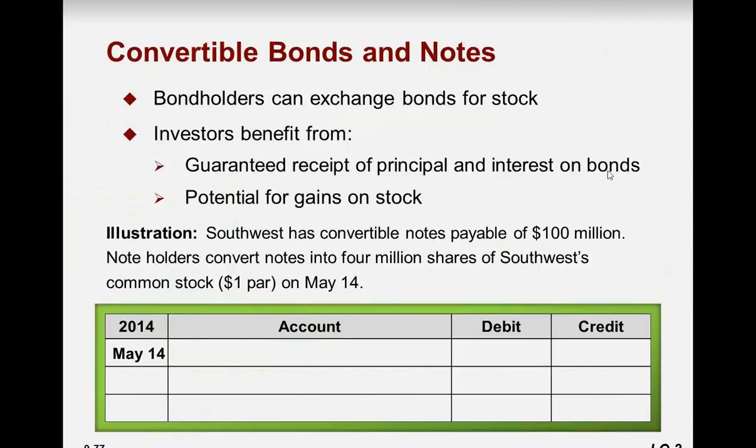Convertible bonds and notes. You might invest in a convertible bond at some point in time, and what this means is that the bondholders can exchange the bonds for stock. And what does that mean? Well, stock is ownership, right? Investors benefit because it's a guaranteed receipt of principal and interest on the bonds, and it is a potential for gains on stock.